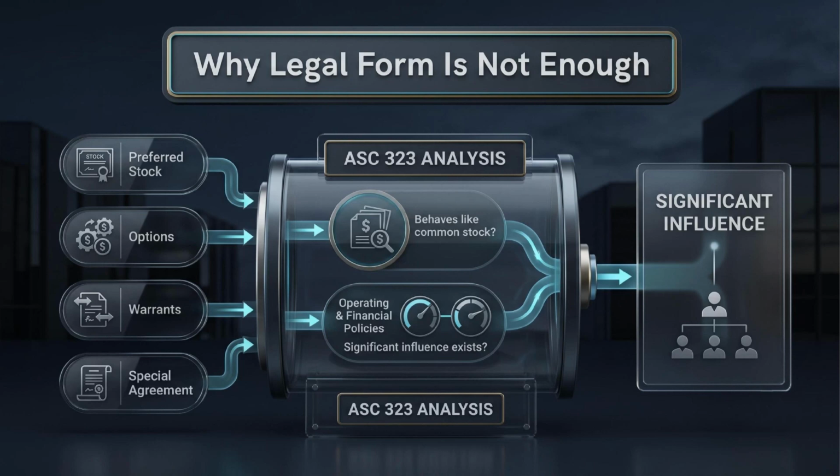Does the legal label decide the accounting? Under US GAAP, not necessarily. ASC 323 asks what the interest really does. So today we are going to look past the name tag and examine the economics underneath. Because in accounting, labels are useful, but they do not get to do the whole job by themselves.